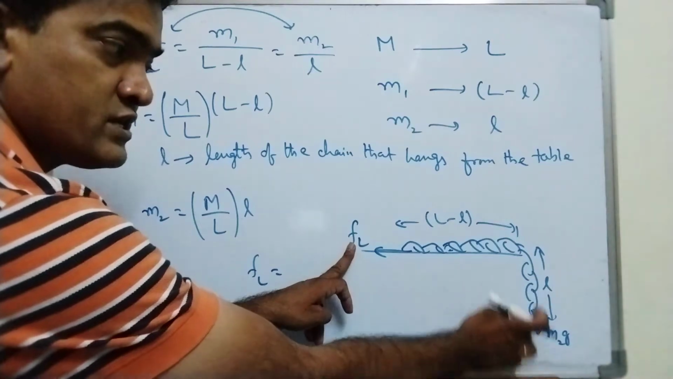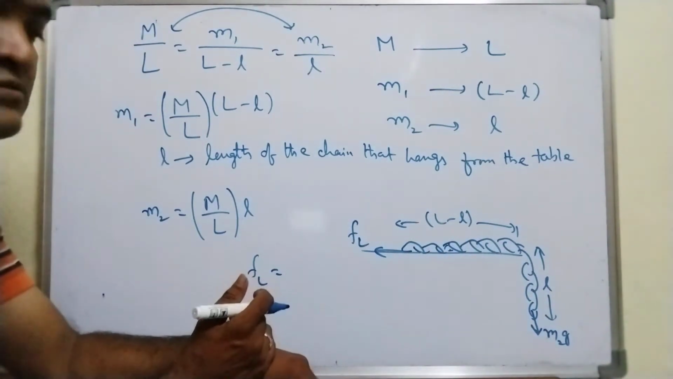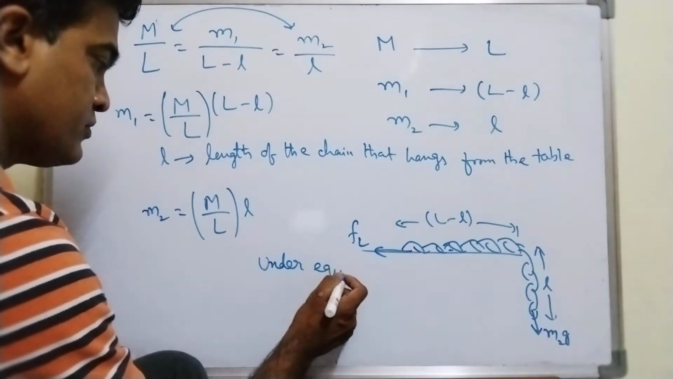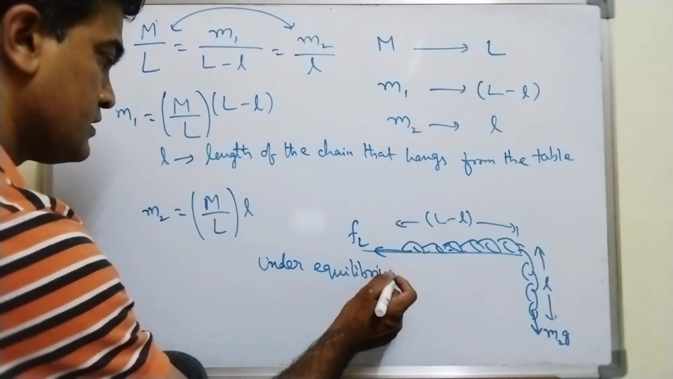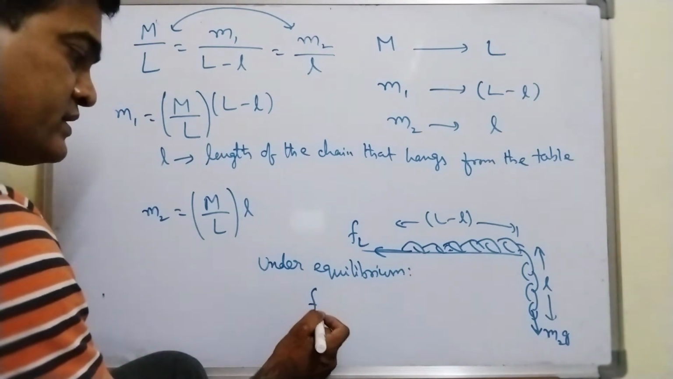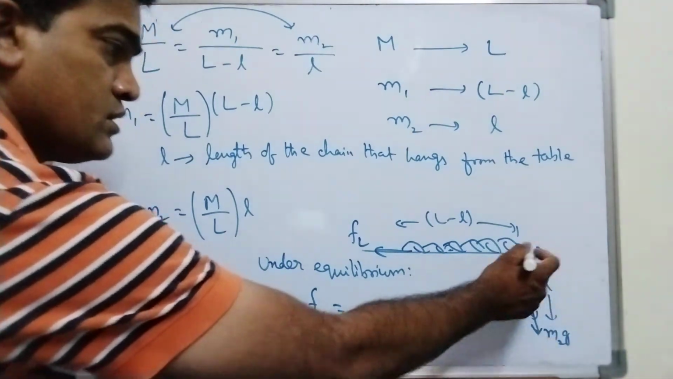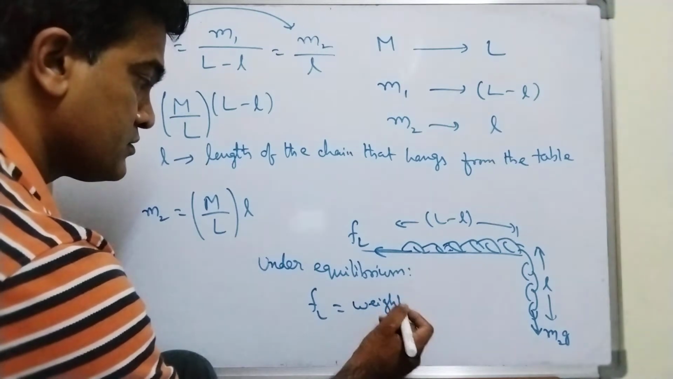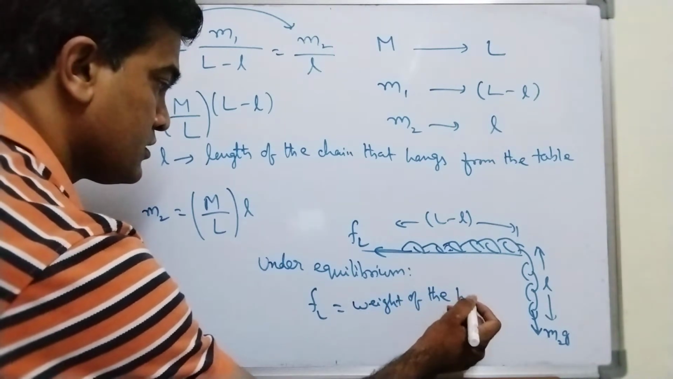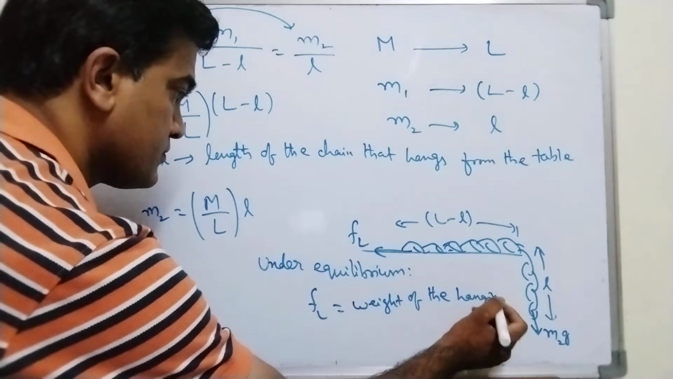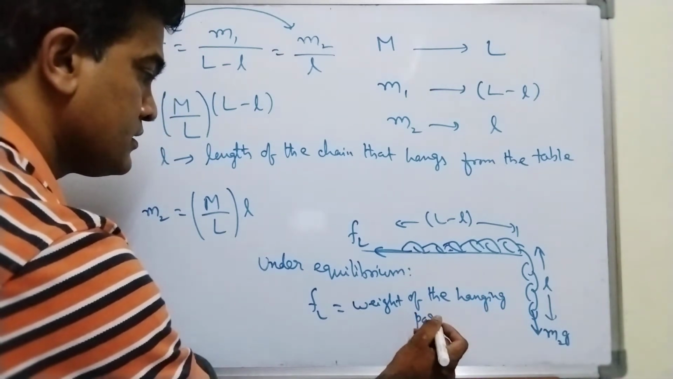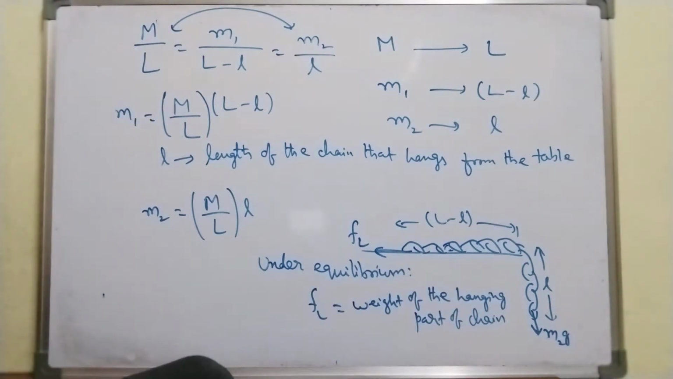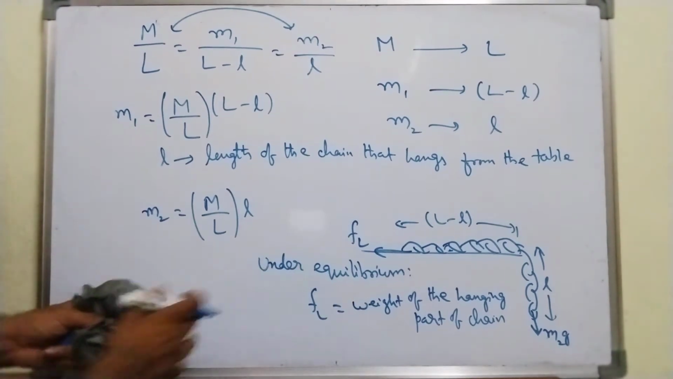Only if the two forces are equal is the net force zero. Because under equilibrium I can write like this. See, under equilibrium this limiting frictional force must be equal to the weight of the hanging part of the chain. Hanging part of chain, that is nothing but M2g, is it not?